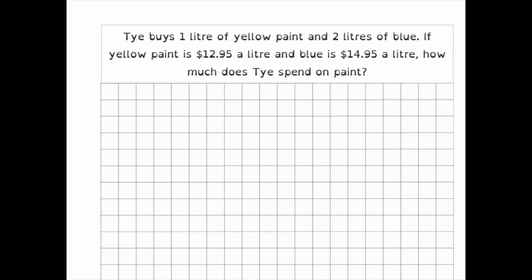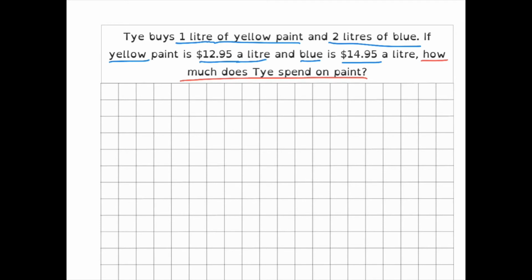All right, now we're going to go through the FISH strategy again. So F stands for find. So what is it asking us to find? It says, how much does Ty spend on paint? And then it says what information is included. So we've got that he buys 1 litre of yellow paint and 2 litres of blue. That yellow paint is $12.95 a litre and blue is $14.95 a litre. It's quite a bit of information.